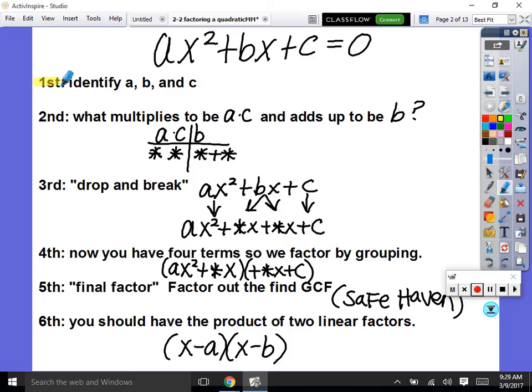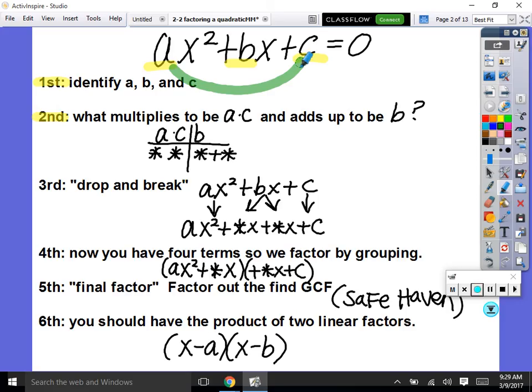First thing you do is put it in standard form and identify A, B, and C. A is in front of x squared, B is in front of x, and C is our constant. Your second step is you'll set up a little chart type thing. You're going to ask yourself, what multiplies to be A times C? So you're actually going to multiply A times C, multiply those two together. What multiplies to be A times C and then adds up to be B?